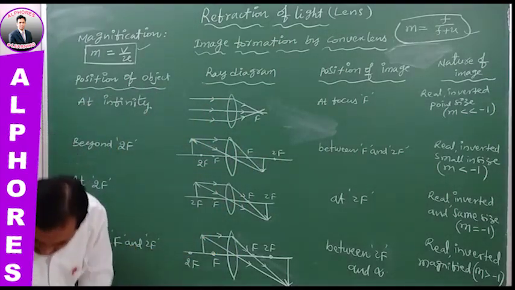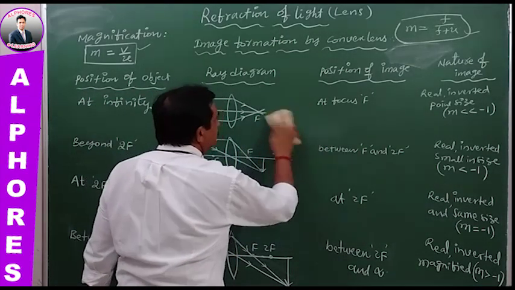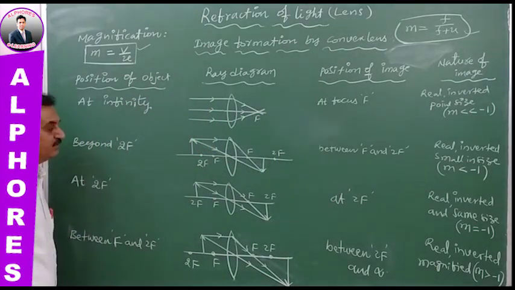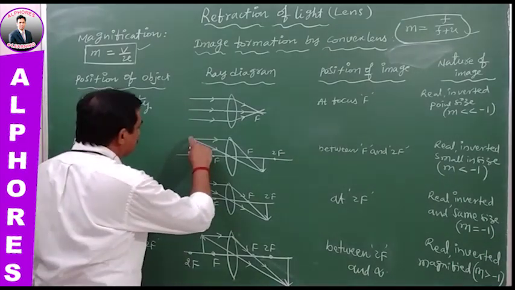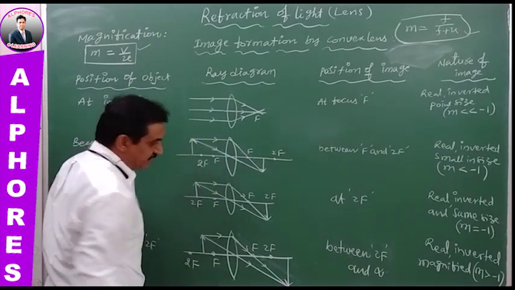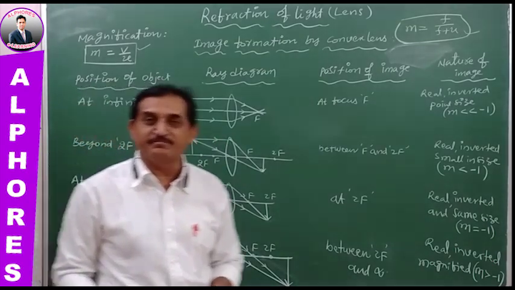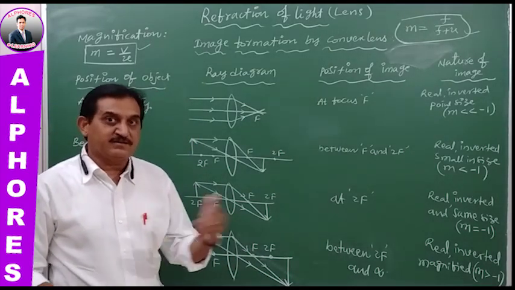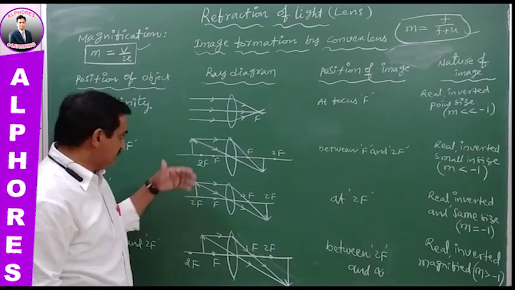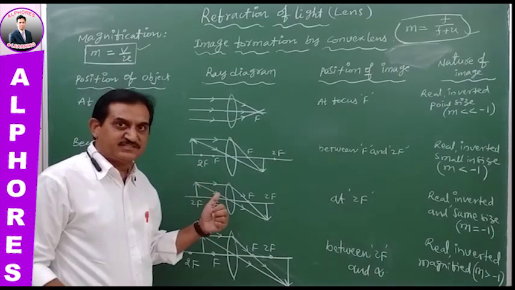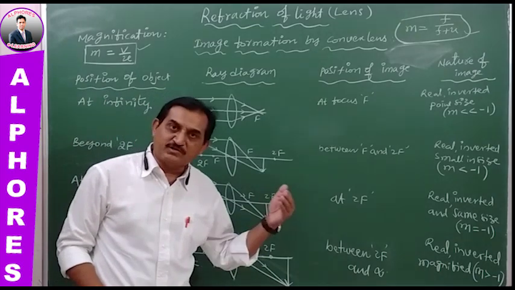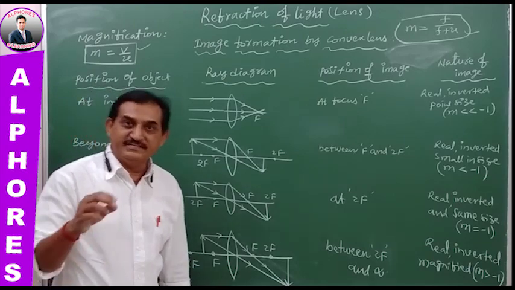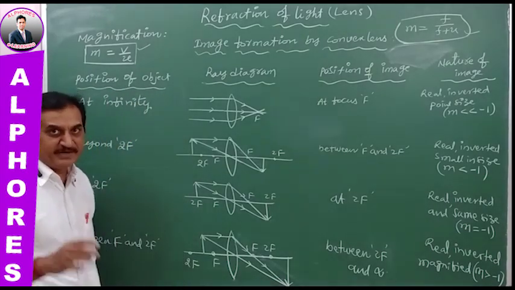The position of the object is changed. See here, beyond 2f. When the object is kept beyond 2f, ray diagrams are very important, as already given, important ray paths. In the earlier video, I explained clearly the ray diagrams corresponding to convex lens and also concave lens, important ray diagrams which definitely help us decide the location of the image.